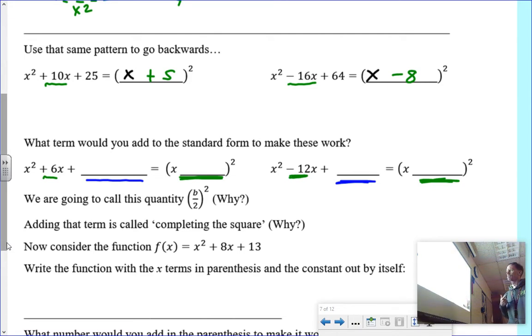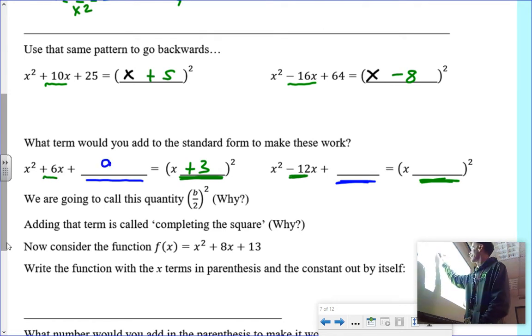But hopefully we see that on the first example, if we take plus 6 divided by 2, that means that's going to be plus 3. And then if we square that number, that plus 3 squared, it's going to be 9. And that would make that work.